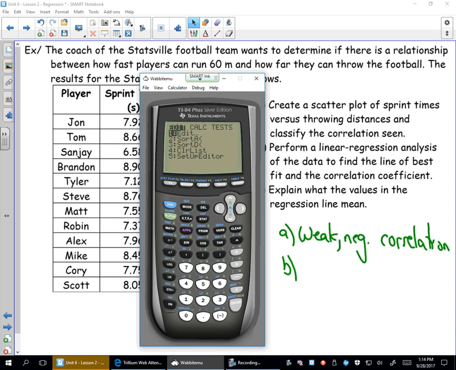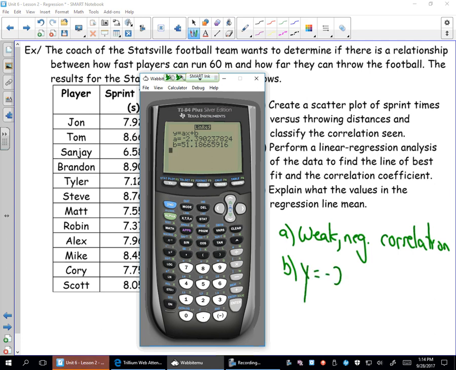So stat, calc, number 4, go all the way down to the bottom. And what do I get for LinReg? Y equals negative 2.39x plus 51.19. And notice that the R value didn't come up, and it wants me to find the correlation coefficient.